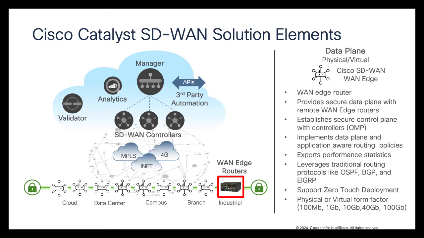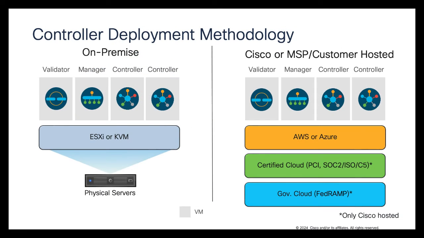The WAN edge routers are also delivered in both physical and virtual form factors. Physical form factors are deployed as appliances at the edge or as industrial routers or specific routers. The controllers can be deployed as an on-premise deployment or a Cisco or customer-hosted cloud environment. These are essentially virtual machines that can be deployed on top of a hypervisor.